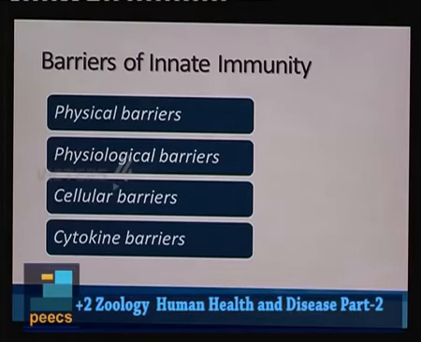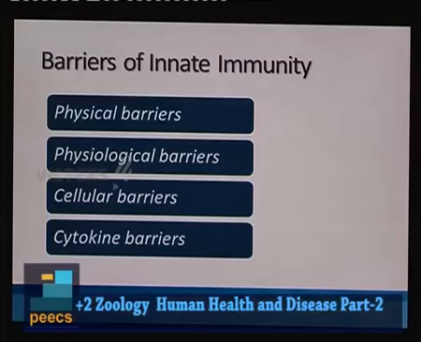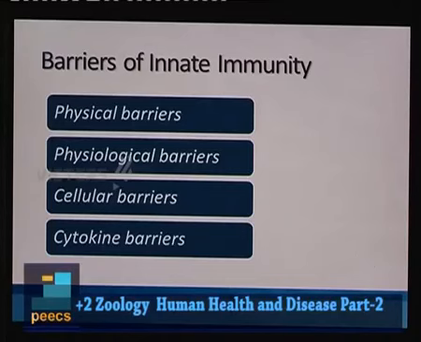Innate immunity has got certain barriers. The barriers of innate immunity are: first, physical barrier, physiological barrier, cellular barrier, and cytokine barrier. So, what do you mean by these barriers? Only by crossing these barriers, pathogens are able to infect a person and they can cause a disease. All these four barriers that we have shown here are obtained right in the beginning of life or at the time of birth itself. So, we can say that these barriers are non-specific.